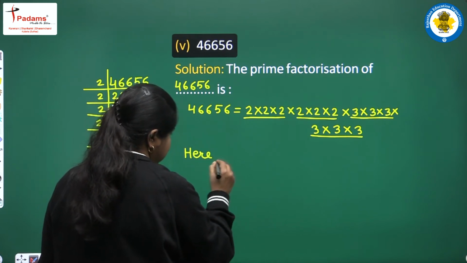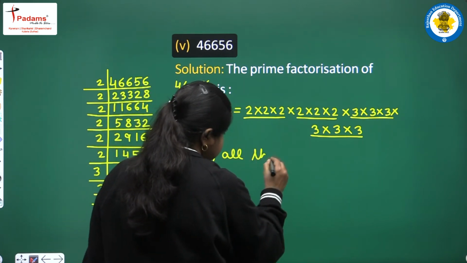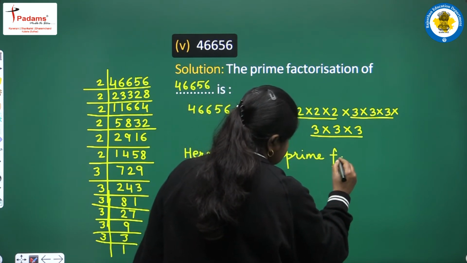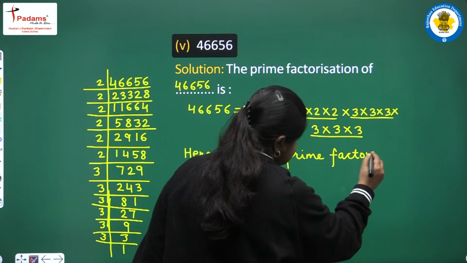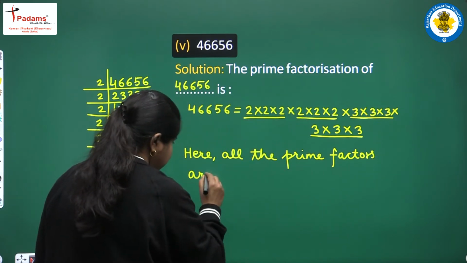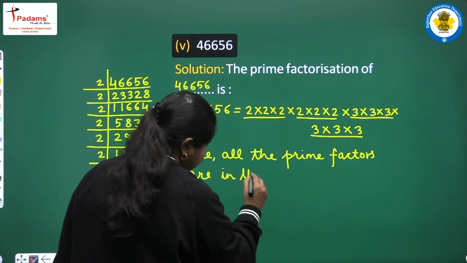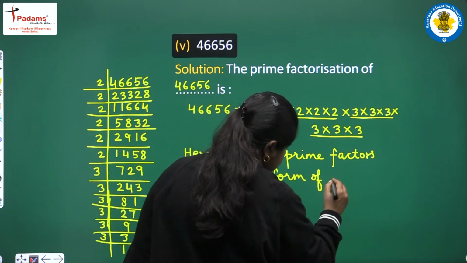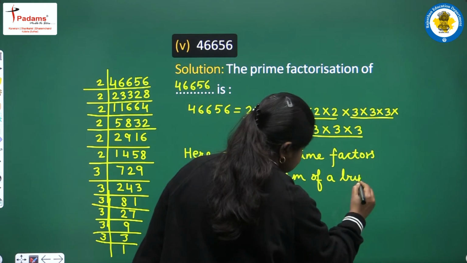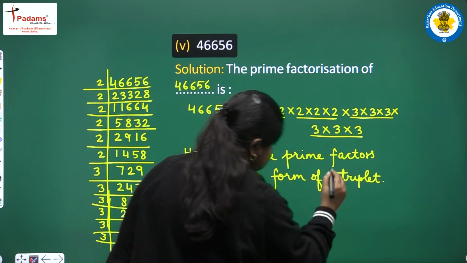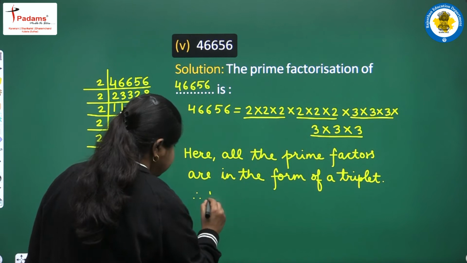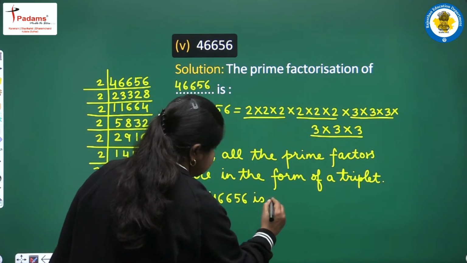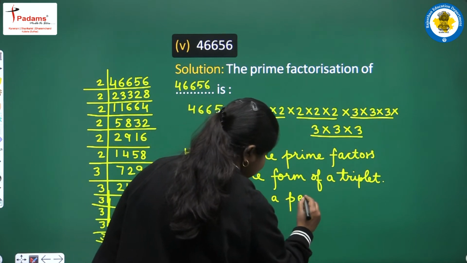Here all the prime factors are in the form of a triplet. Therefore, this number 46,656 is a perfect cube.